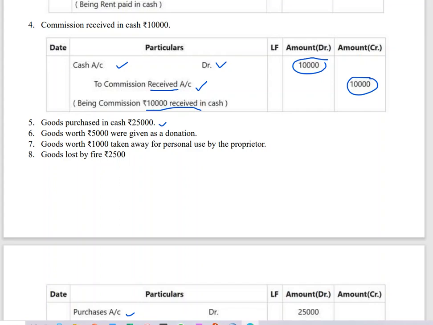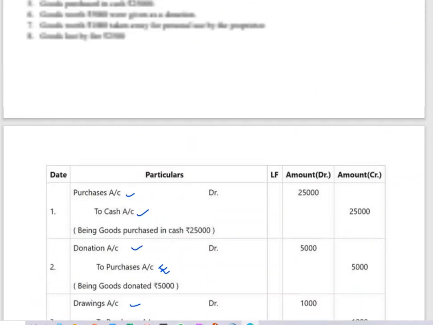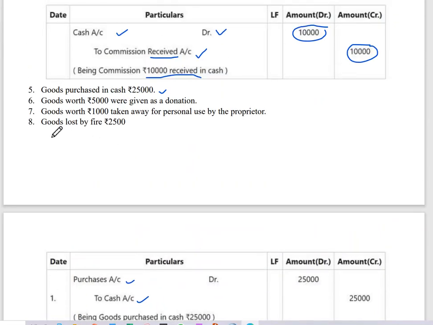And which is the other account being hit here? It is the purchase account again. In the purchase account, first we bought 25,000 worth of goods, 5,000 worth of goods we donated, so we reduced it in the purchase account. Now 1,000 worth of goods are drawn by the owner for his personal use, again that should be reduced in the purchase account. And that's why here drawings account debit to purchase account. Next transaction, the eighth one, is goods lost by fire.